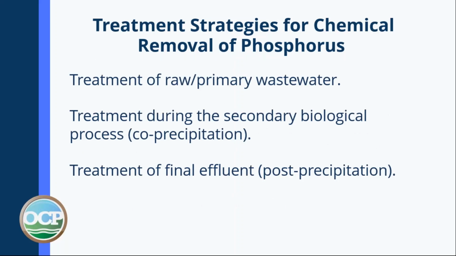All these chemical treatment methods that we just talked about, remember the downfall is more sludge, more solids are produced. The treatment strategies for chemical removal of phosphorus, you can do it 3 different ways. You can treat the raw or primary wastewater before BOD removal. You can treat the phosphorus during the secondary biological process, so along with the BOD removal, or you can treat the final effluent post-precipitation to get rid of the phosphorus.